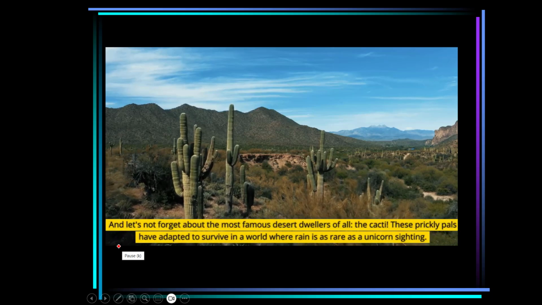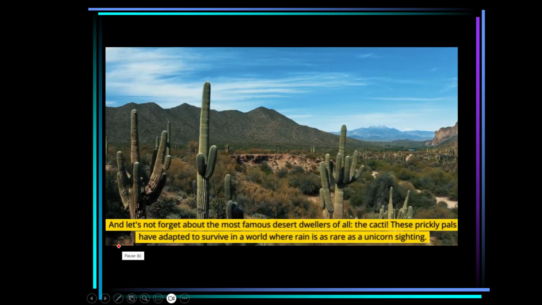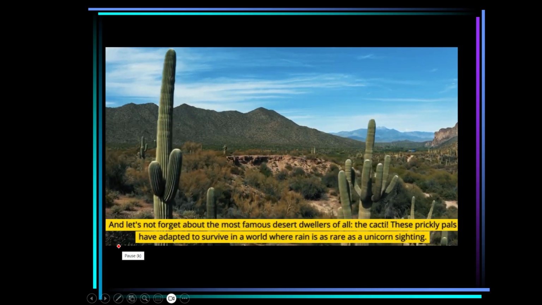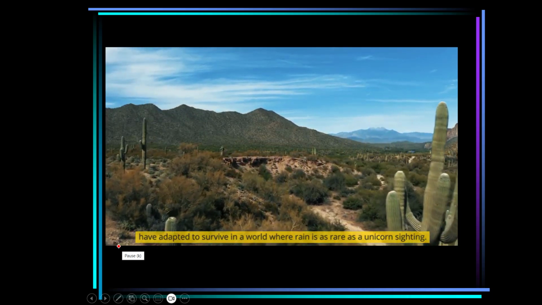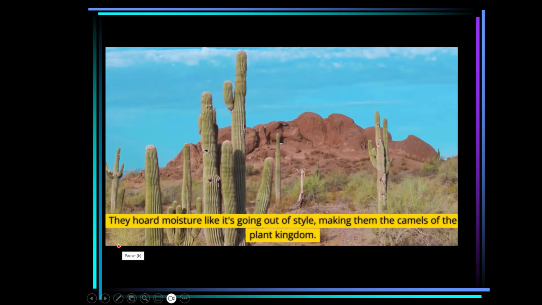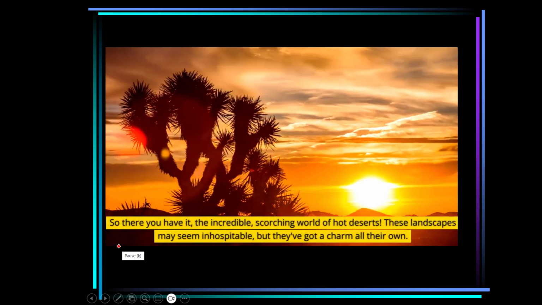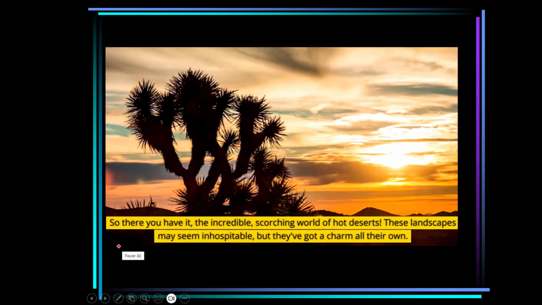And let's not forget about the most famous desert dwellers of all, the cacti. These prickly pals have adapted to survive in a world where rain is as rare as a unicorn sighting. They hoard moisture like it's going out of style, making them the camels of the plant kingdom. So there you have it, the incredible, scorching world of hot deserts.